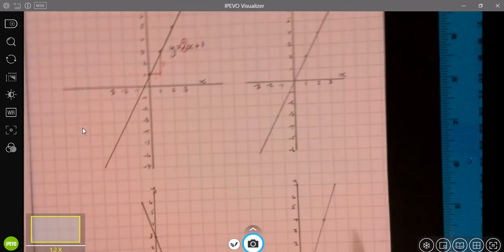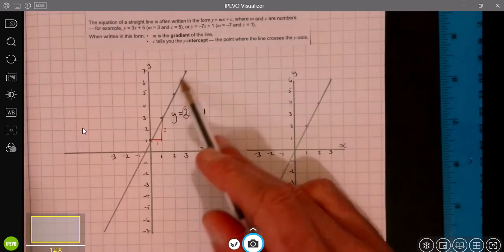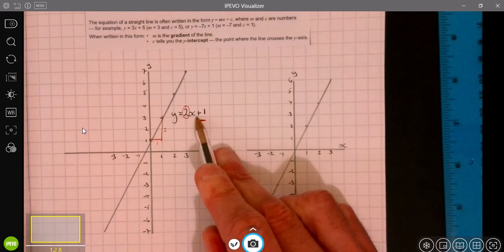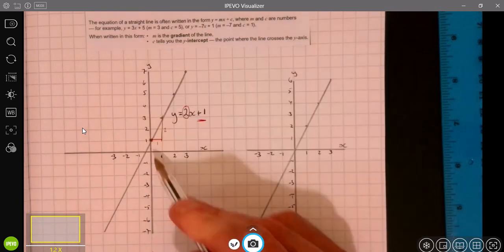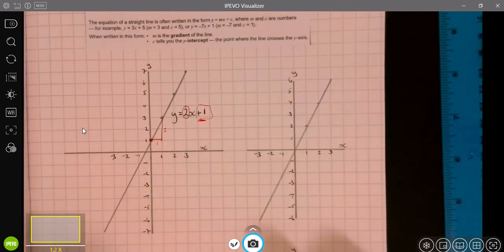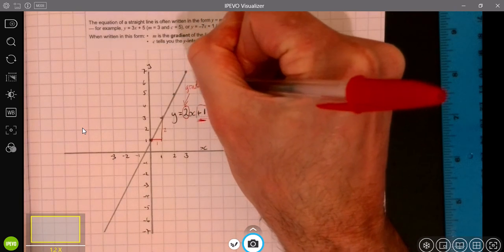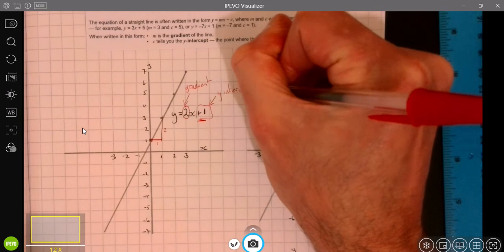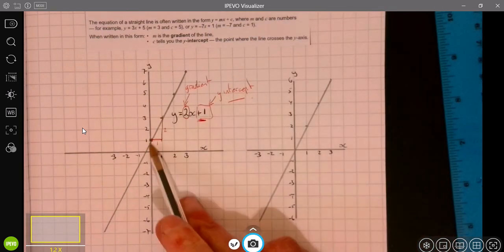So the other bit of information that we need to complete the equation is thinking about this bit. Why have we got plus 1? Have a look at this number just here, look. This is what we call the y-intercept. So we've got the gradient, and this part is what we call the y-intercept. That's where it's going to cross the y-axis.